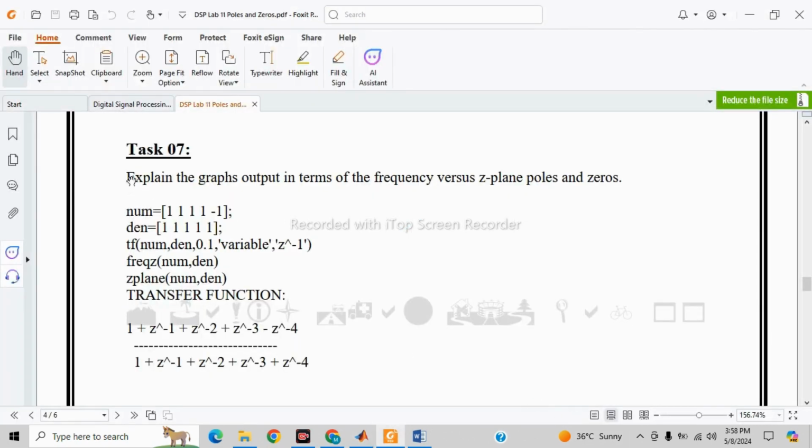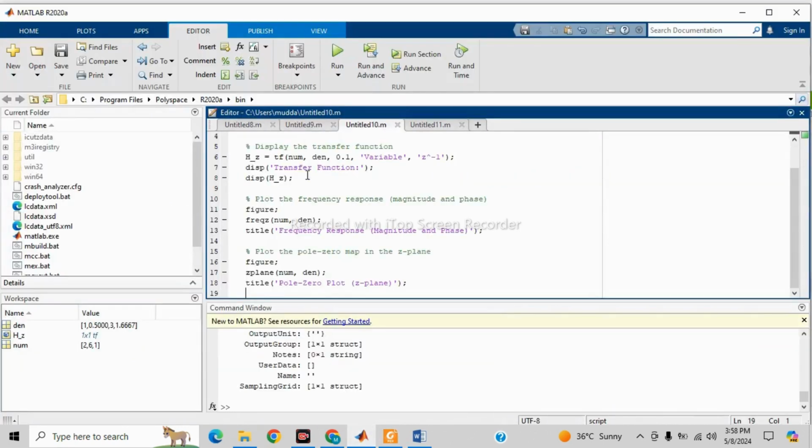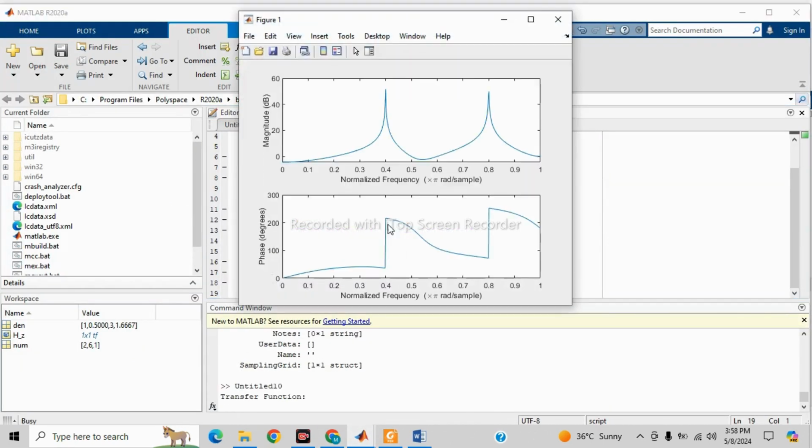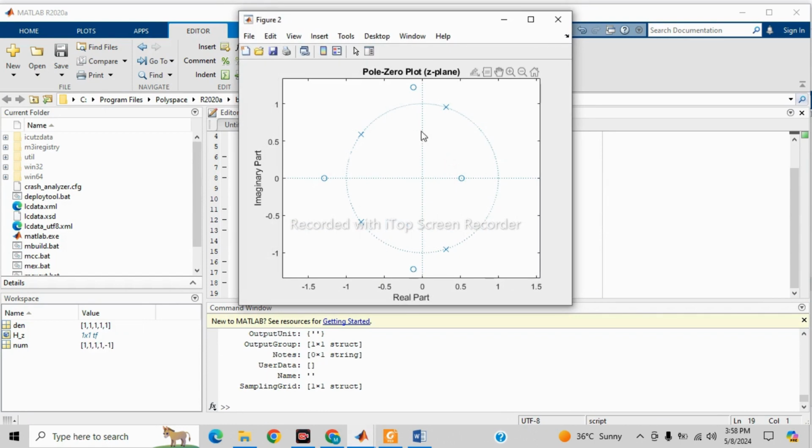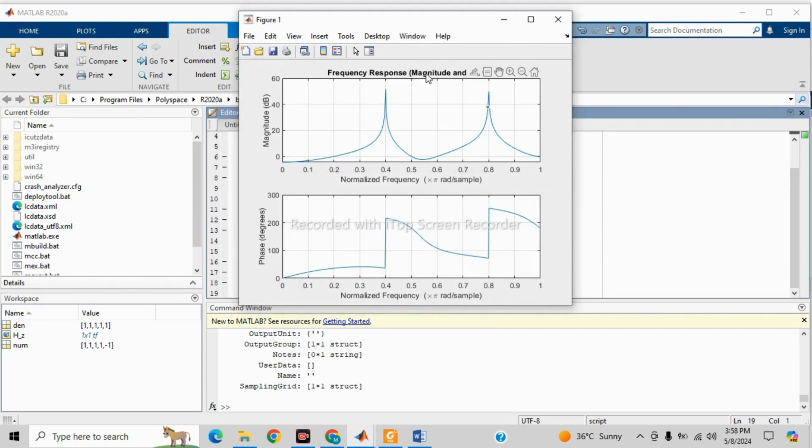Next we have task number 7, explain the graph's output in terms of the frequency versus Z-plane, poles and zeros. This is the code, same as previous tasks we have done, and this is the code in MATLAB. So the output for this is here, pole zero plot in Z-plane, and the frequency response for the magnitude in decibels is here, and the phase in degrees is here.